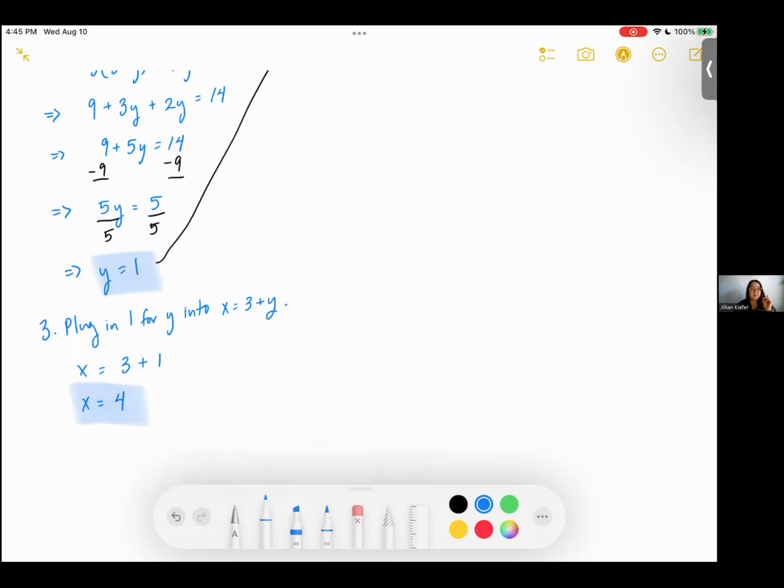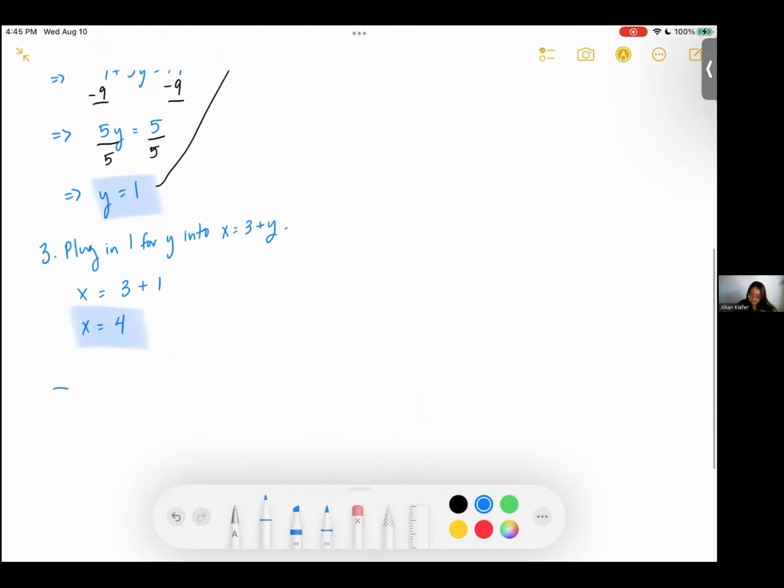Our final way of writing this has to be in the form of an ordered pair, which means it has to look like x comma y within parentheses. So our final answer will be x comma y in parentheses. We said that x was 4. So we have 4 comma y, which was 1. So this would be our final answer here, 4 comma 1.